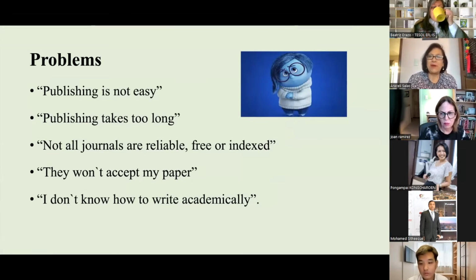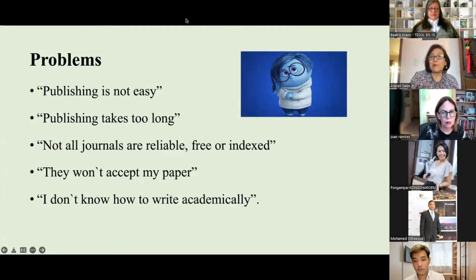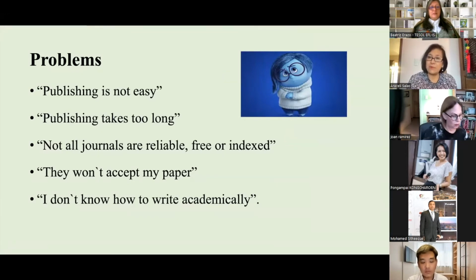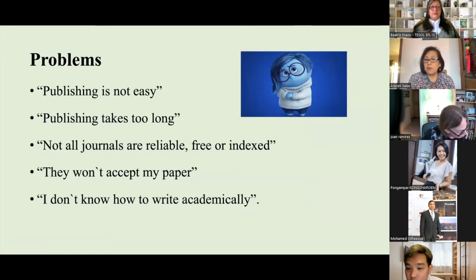Yes, problems. Well, people say publishing is not easy. Well, I know that Joanne, you know probably a little more about this or a lot more about this, yes. And publishing is not easy, right? But there are ways to start, and that's what we are going to see today. Publishing takes too long. That's true also, yes. If you want to start publishing, you have to start from an early stage in your career, because it might take on average from 6 months to 2 years. Yes, it is not easy to do it.